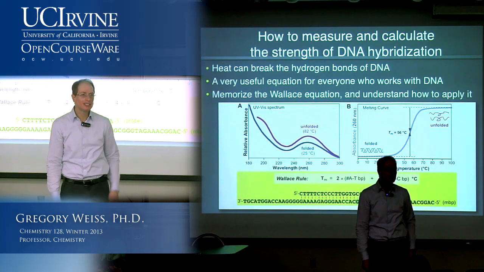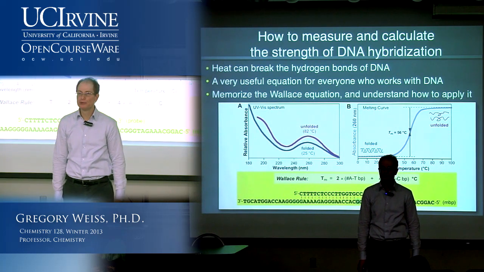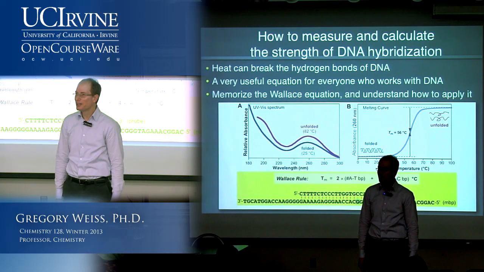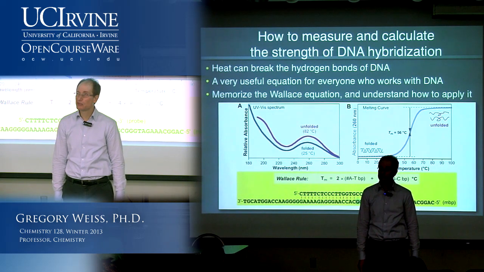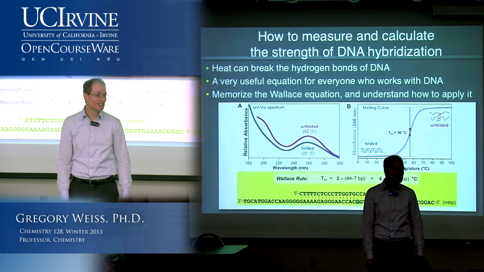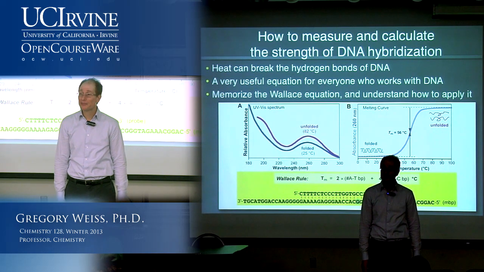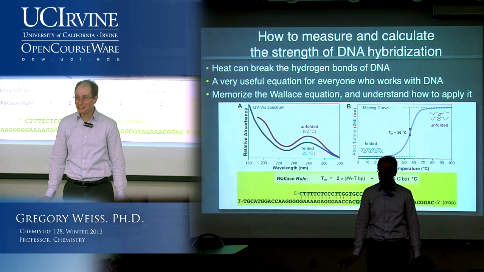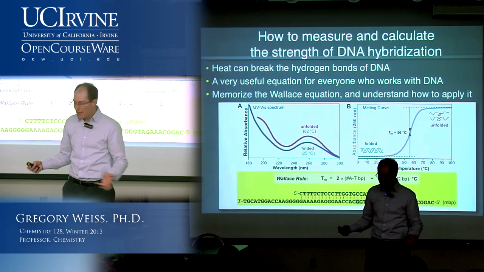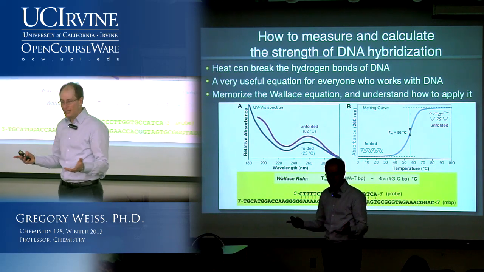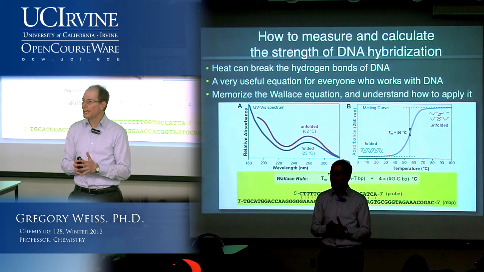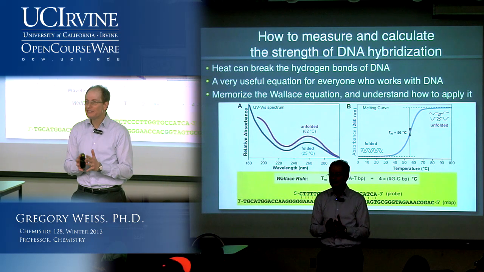People in chemical biology laboratories use this Wallace rule formula on a daily basis. Certainly in my laboratory, and probably in 5 or 6 other laboratories here at UC Irvine. So I'd like you to memorize this rule. It's incredibly useful. Now, you're probably wondering, big deal, so I know whether or not something forms double-stranded DNA. If you know the temperatures at which it forms double-stranded DNA, you can start to design structures made out of DNA.